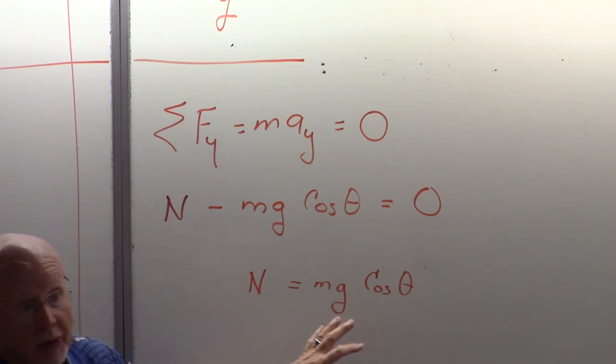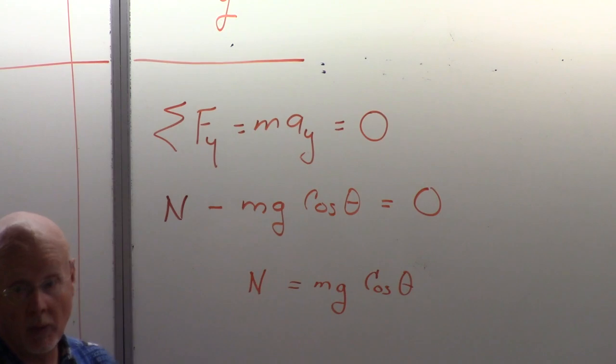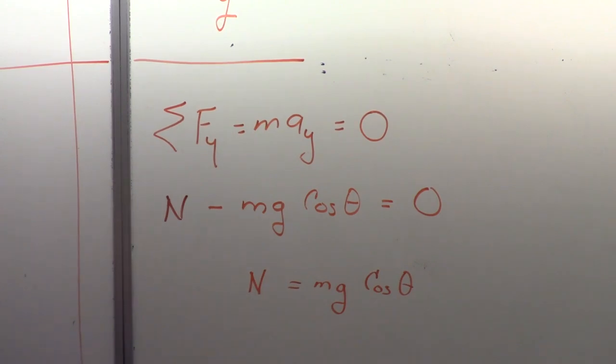So again, don't think that the normal force always equals the weight. Remember I said it would only equal the weight if there weren't other forces and it wasn't accelerating? This one's accelerating down the hill, so it doesn't come out to be mg.